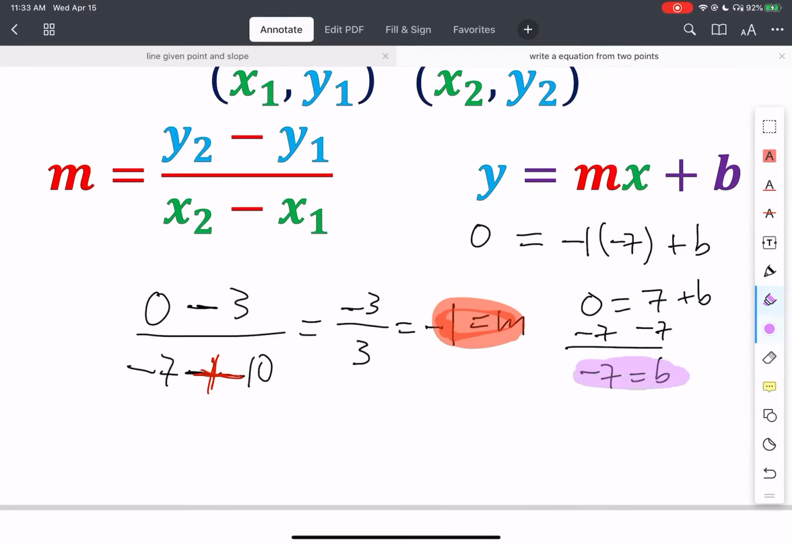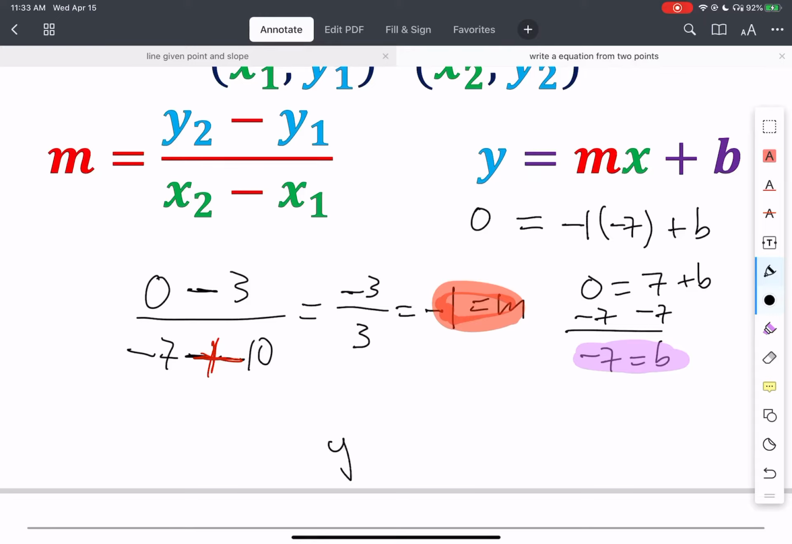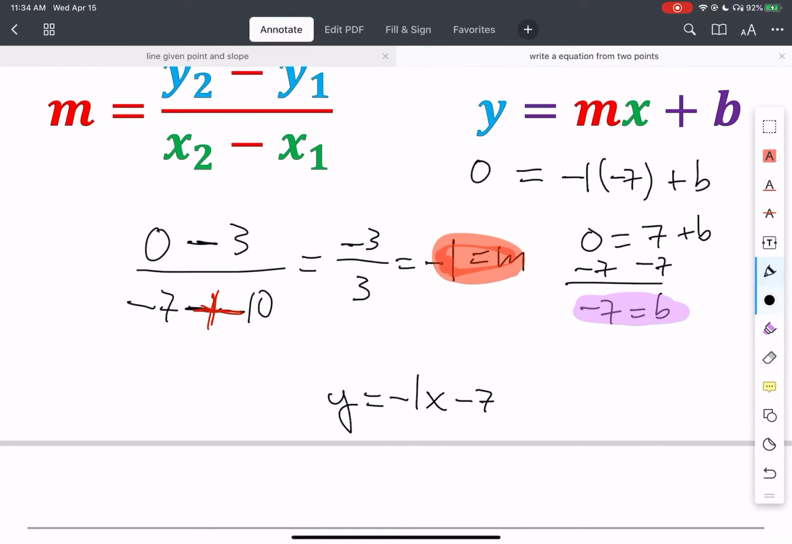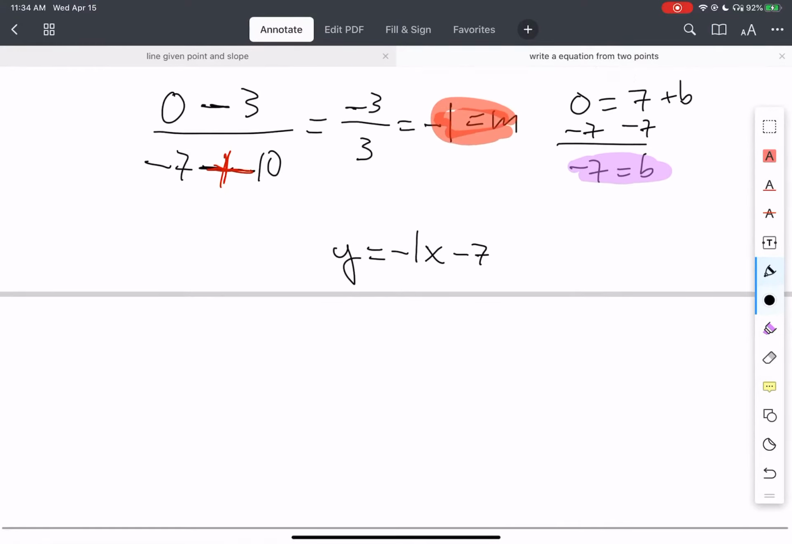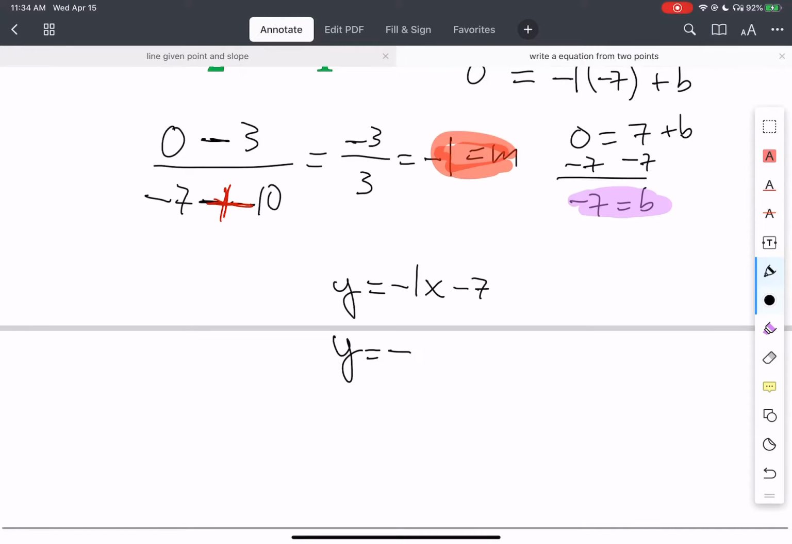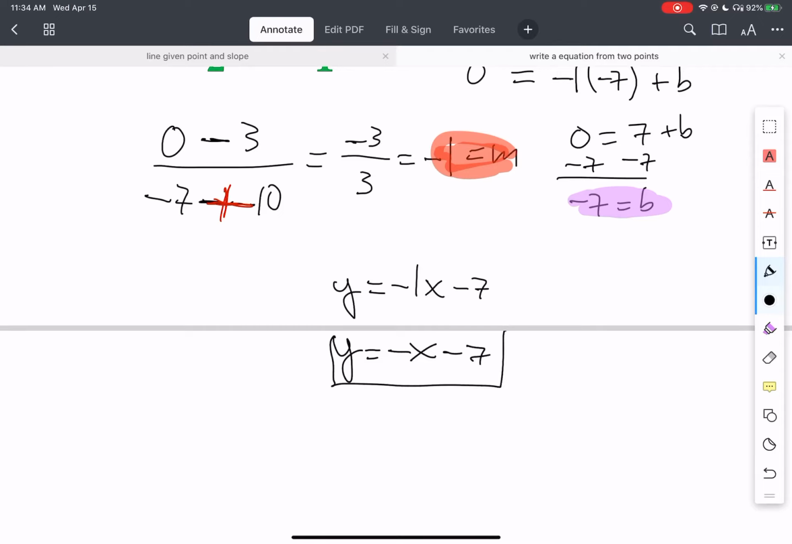Now that I know my b value and my m value, I can write my final equation. Y equals negative 1x minus 7, which would simplify to y equals minus x minus 7. Right? If this is 1, we don't multiply. If we're multiplying by 1, we don't write it. If we're adding 0, we don't write that.